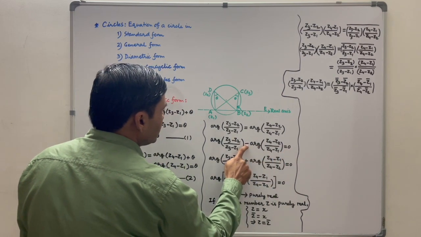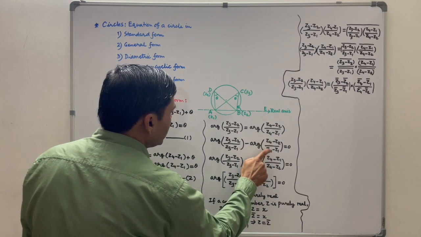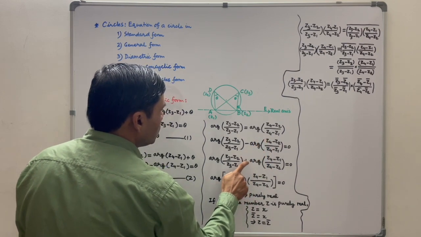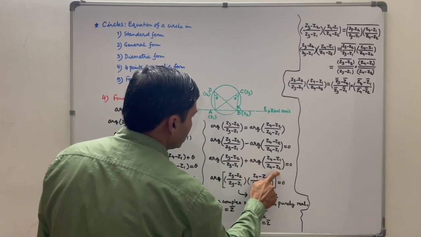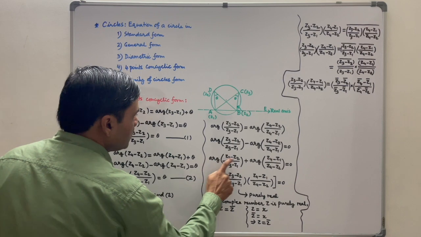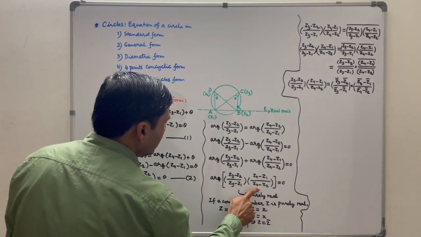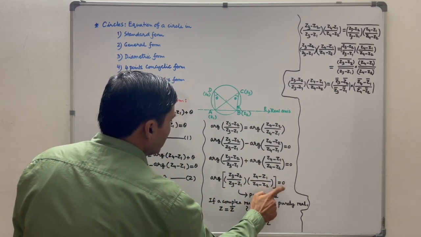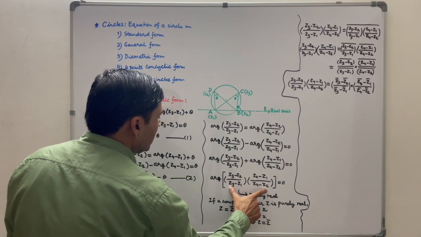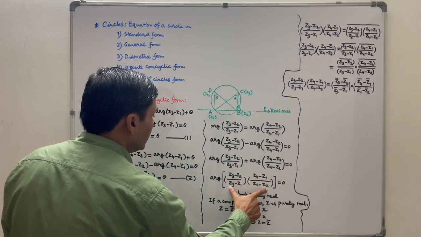Now we want to change this sign. So we will make plus and switch numerator to denominator and denominator to numerator. So we will write plus argument of z4 minus z1 upon z4 minus z2. Now argument of x plus argument of y is equal to argument of x into y. So argument of x into y is equal to 0. Let us say this is some complex number. So if argument of any complex number is equal to 0, that means the complex number is purely real.